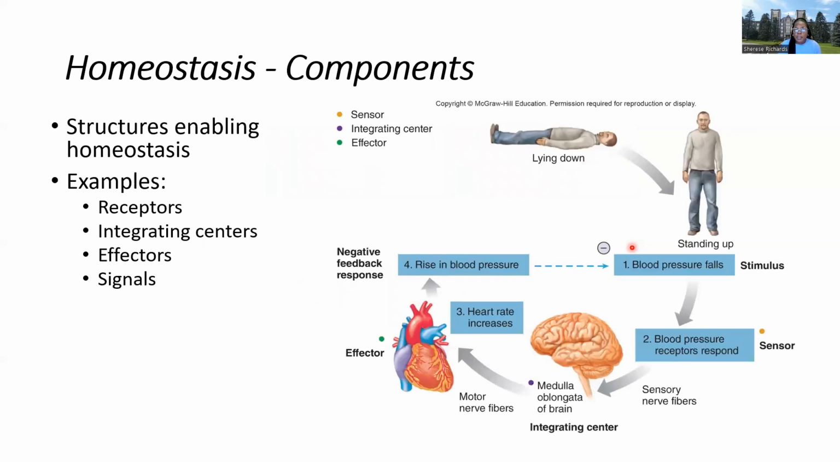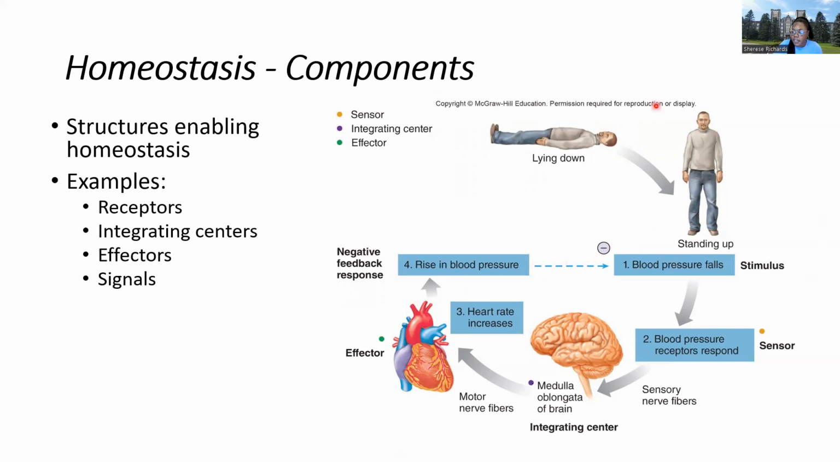Now, as we speak about the process of homeostasis, we want to think about the components. What are the players? What are the structures that are enabling this process? So we've got receptors, we've got the integrating centers, we've got effectors, and then we've got the signals. While we've been speaking about this as an example, we want to think more relating to our body and what are the exact mechanisms that help to bring about that process, bring about that negative feedback loop.